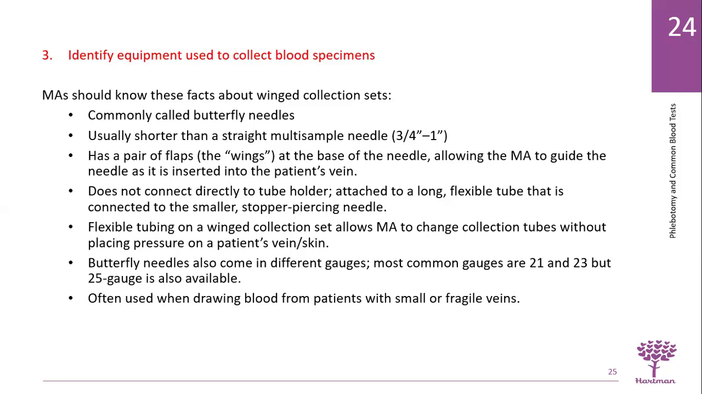Butterfly needles also come in different gauges. Most common gauge is 21 to 23, but sometimes 25 can also be considered one of the gauges they use most often. Often used when drawing blood from patients with small or fragile veins. So those are some of the sizes that you may see in your winged collection. We typically use the wing collection butterfly needle for elderly patients and infants, but you can use them on regular adults and regular children as well.